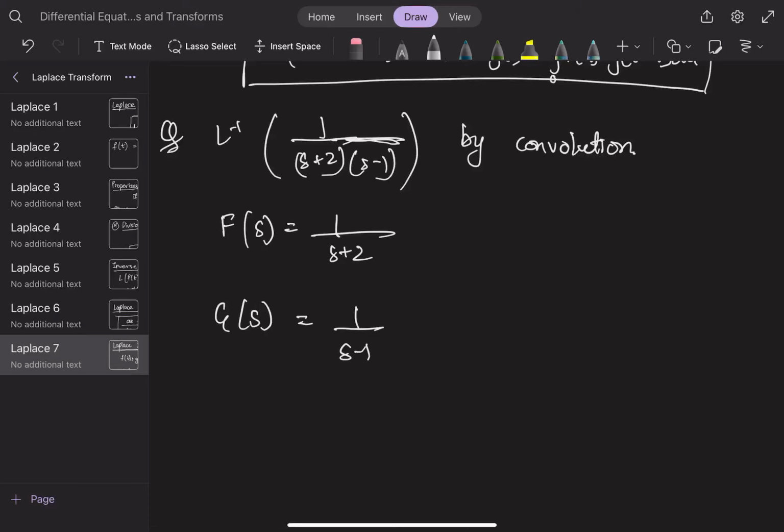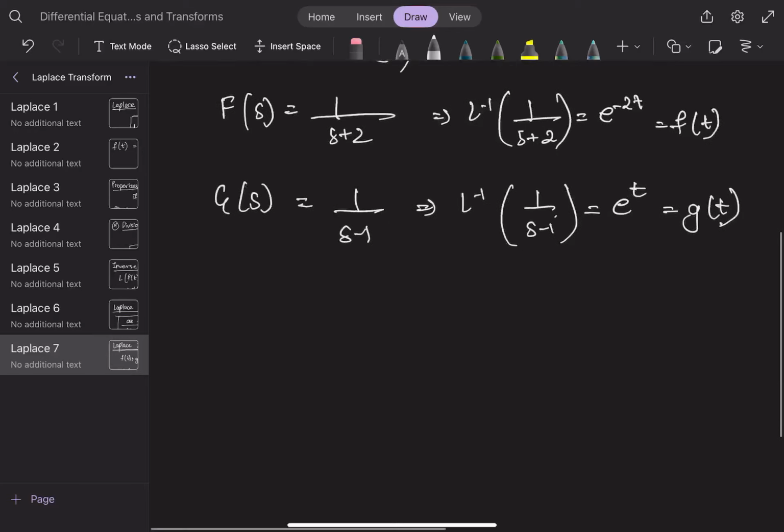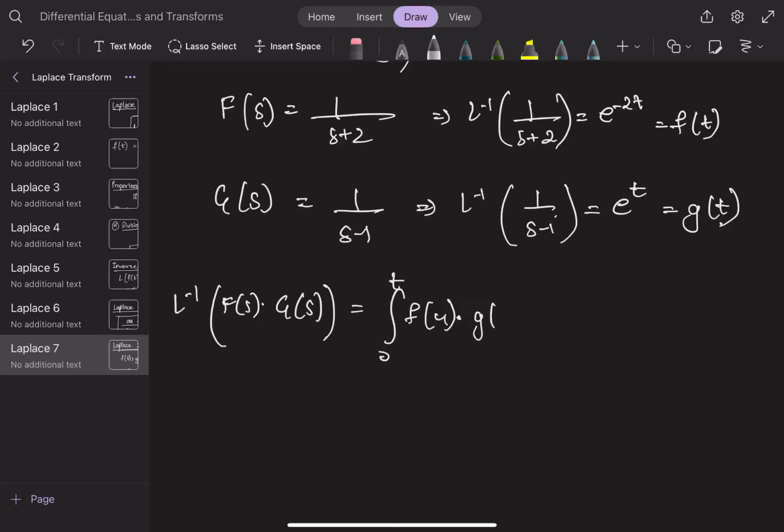Now you find the Laplace inverse of F(s), that is the Laplace inverse of 1 upon s plus 2. This is e raised to minus 2t, and this becomes your f(t). Similarly, the Laplace inverse of 1 upon s minus 1 is e raised to t, and this becomes your g(t). Now the Laplace inverse of F(s) multiplied by G(s) will be given by the integral from 0 to t of f(u) multiplied by g(t minus u) du. Remember guys, this is du, not dt.